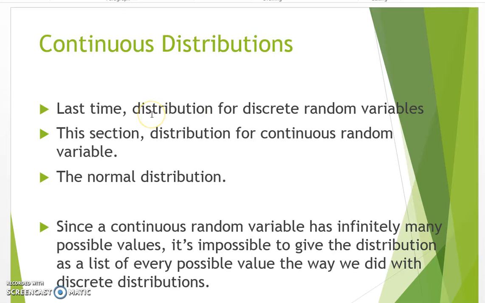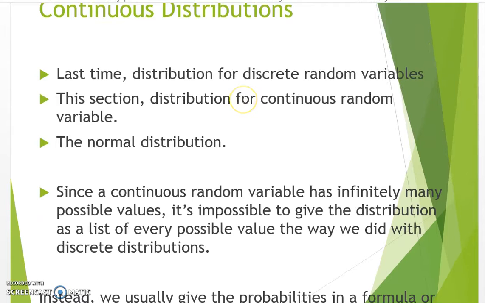So last time we have gone over the distribution for discrete random variables very briefly, and we've done some of the probability distributions for discrete random variables. In this section, we'll be focusing on continuous random variables and their distribution. And one of the benchmark distributions is the normal distribution.